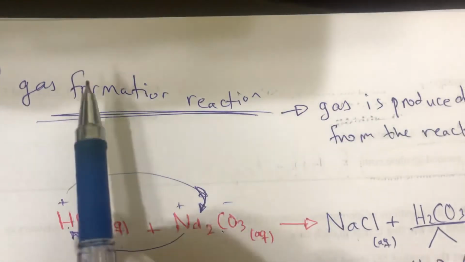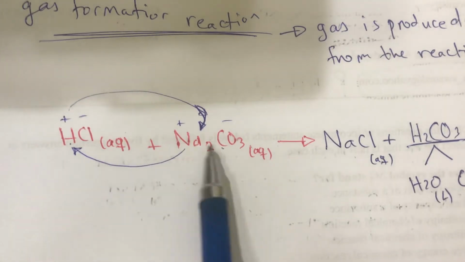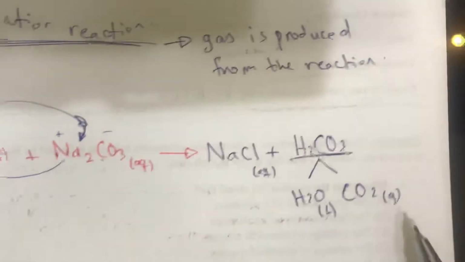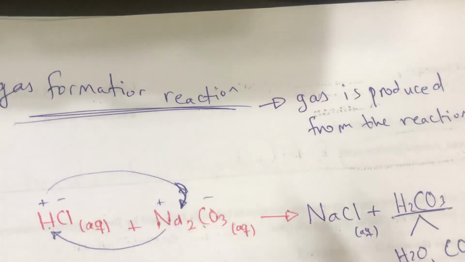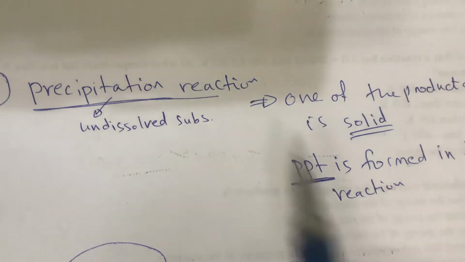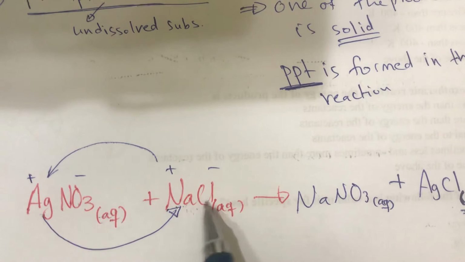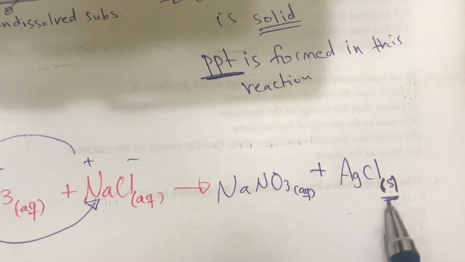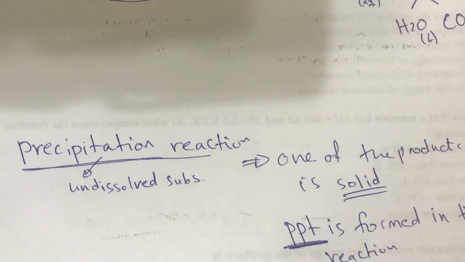Now gas formation, how to know that the reaction is a gas formation reaction? The reactants must be two compounds, and one of the products is gas. So it's called a gas formation reaction. What about the third type? Precipitation reactions. Here the reactants are two compounds, so it's a type of double displacement reaction, but here one of the products is solid, so it's called a precipitation reaction.